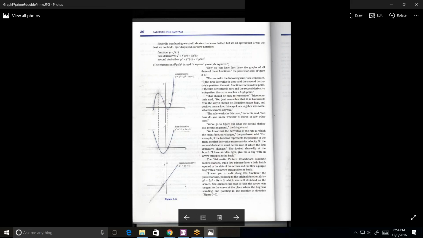So you've got these relationships between original function, first derivative, and second derivative. And that's pretty much it. Let's say we wanted to find out what that value on the x-axis was and what this value on the x-axis was.